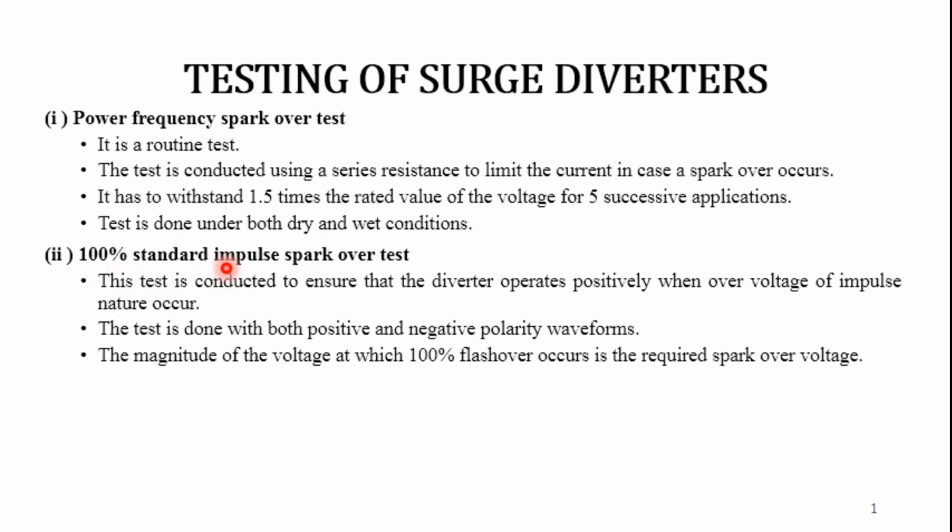Then next we have the 100% standard impulse spark over test. This is conducted to ensure that the surge diverter operates positively when an overvoltage of impulse nature occurs. The impulse generator is adjusted to give a standard impulse voltage of the preset magnitude which is specified in the specification. The arrester has to spark over every time in each of the 10 successive applications. The test is done with both positive and negative polarity of the waveforms.